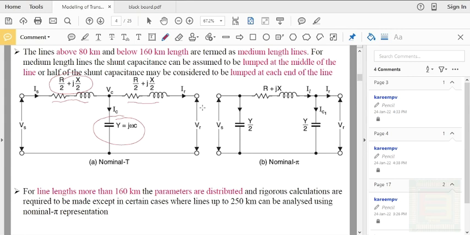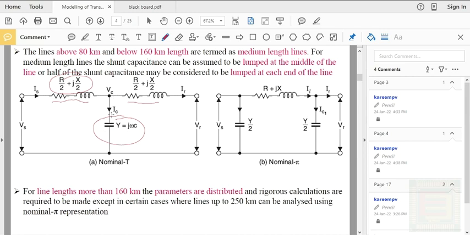Similarly, here you can see that in the nominal representation, we will be considering the capacitance of the transmission line as lumped at both ends of the transmission line by considering half of the total capacitance. So here you have Y by 2, half of the admittance will be considered to be lumped at the sending end, and half will be lumped at the receiving end. And for line lengths more than 160 kilometers, the parameters are distributed. Actually, in all these cases, they are distributed uniformly along the transmission line from the sending end to the receiving end. But for the ease of analysis, we will be considering like this.